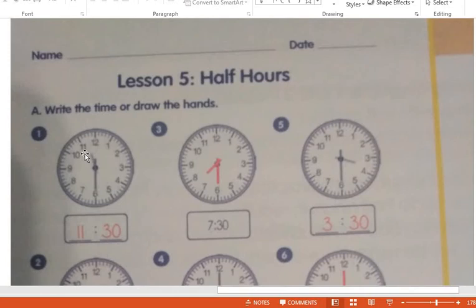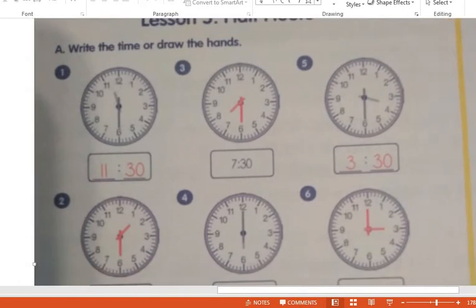Okay? Here, it's 7:30 or half past 7. So the long hand points to 6 and the short hand points to 7. And so on. This is very simple.